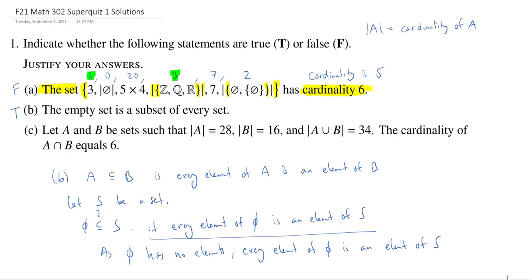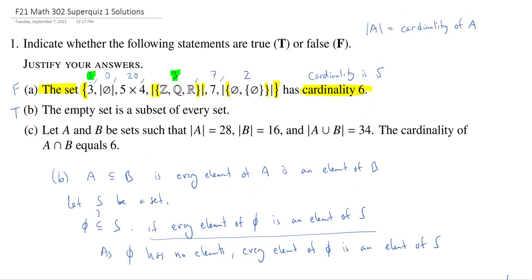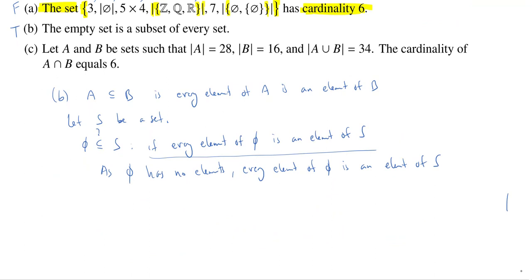All right, now we go to C. In C, we're given 2 sets, and we know their cardinalities. The cardinality of A is 28. The cardinality of B is 16. We also know the cardinality of their union. So remember that the union, A union B, is all elements in A or in B.